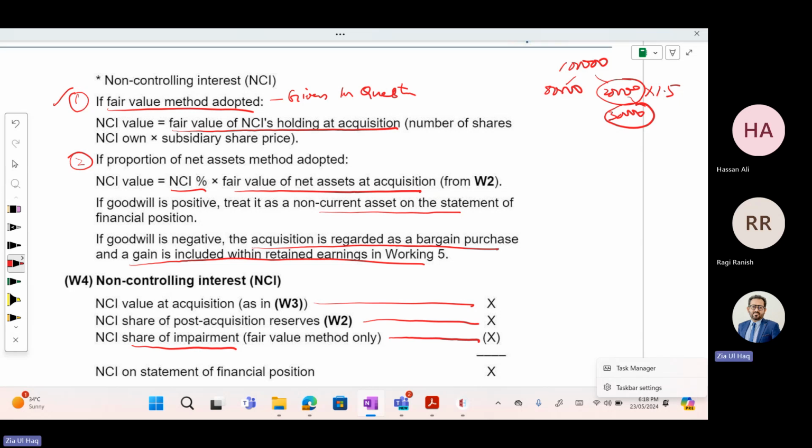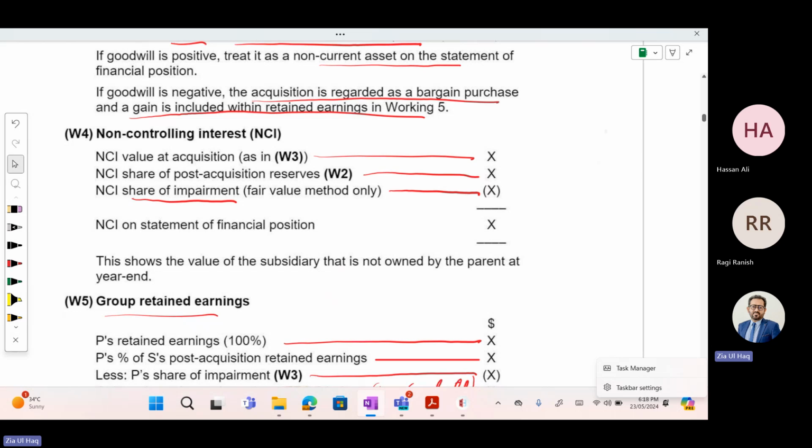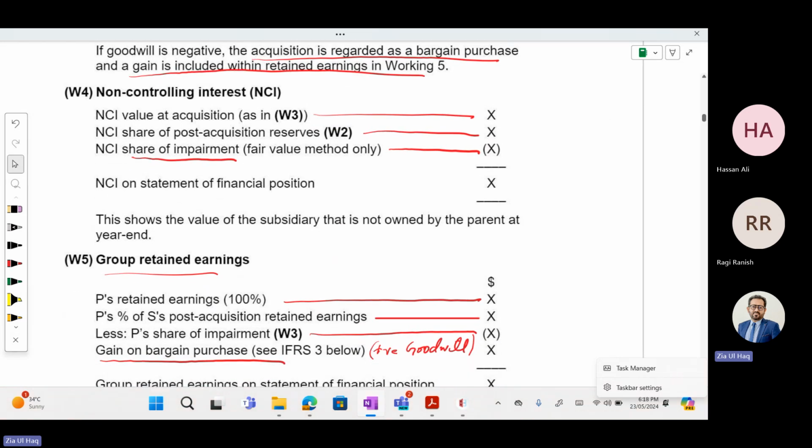If non-controlling interest was calculated on the proportion of net assets basis, then we will not deduct impairment from non-controlling interest and group retained earning. This share of impairment will be deducted only in case non-controlling interest was calculated on fair value. If it was calculated on the net asset proportion method, then impairment will not be deducted.